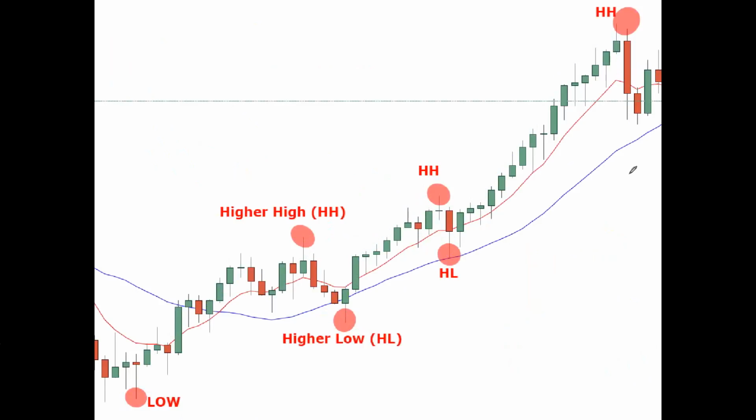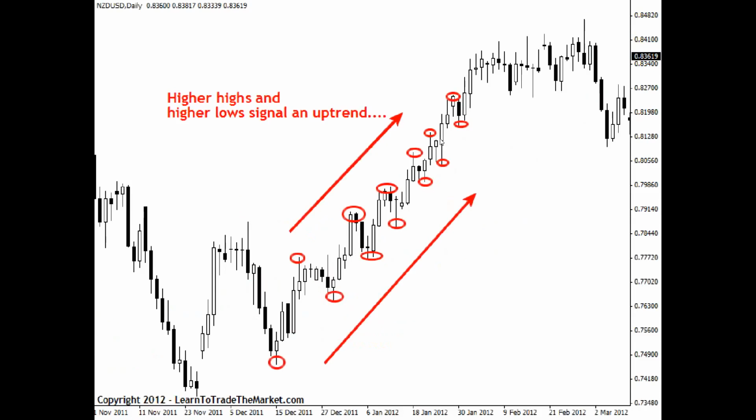But it's very simple stuff, guys. These are just basically uptrend and downtrend. Knowing how to spot them is just looking at how the market actually forms itself. So higher lows, higher highs, all that stuff. That's simple stuff. Now let's move on to the next thing.